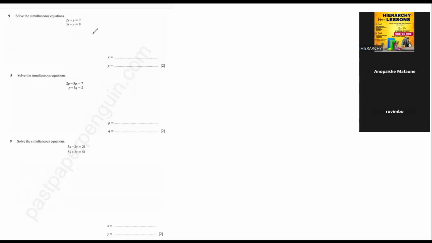So I think I'm going to use the method of elimination. Okay, how? We're going to multiply the first equation by 3 and the second one by 2. So this is equation 1, this is equation 2. So you're saying we're multiplying the first equation by 3, right?